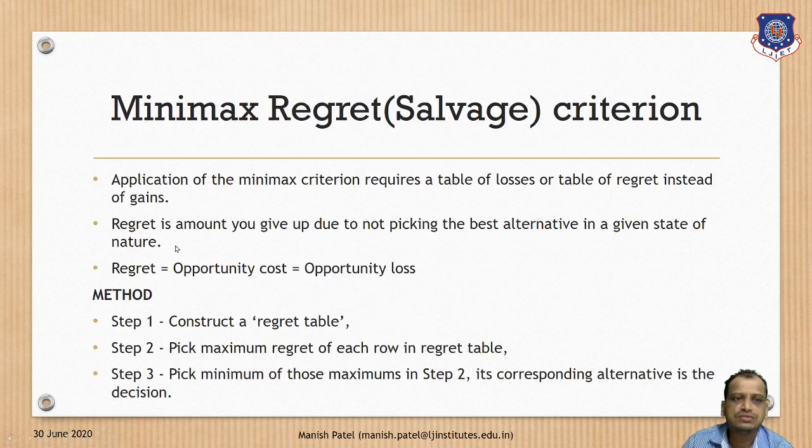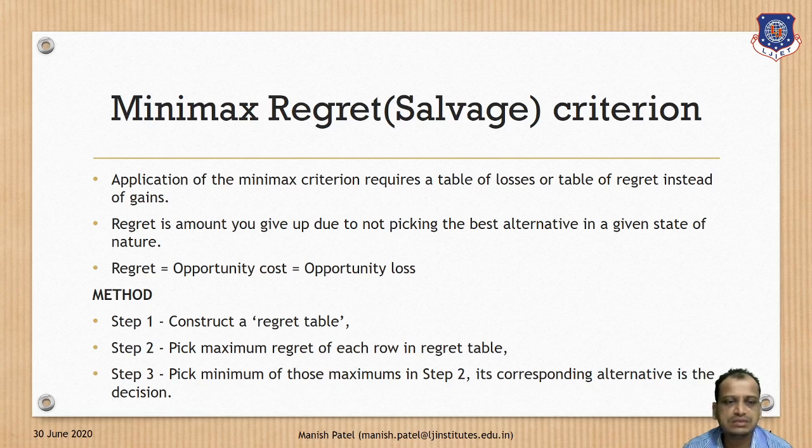Now the Savage criterion is the minimax regret criterion. Regret is nothing but opportunity cost, or opportunity loss. Regret is the amount we give up by not picking the best alternative in a given state of nature. Based on this regret, you find the regret criterion and strategies. Clear? What is the first step? You construct a table. Then you pick the maximum regret of each row in the regret table.